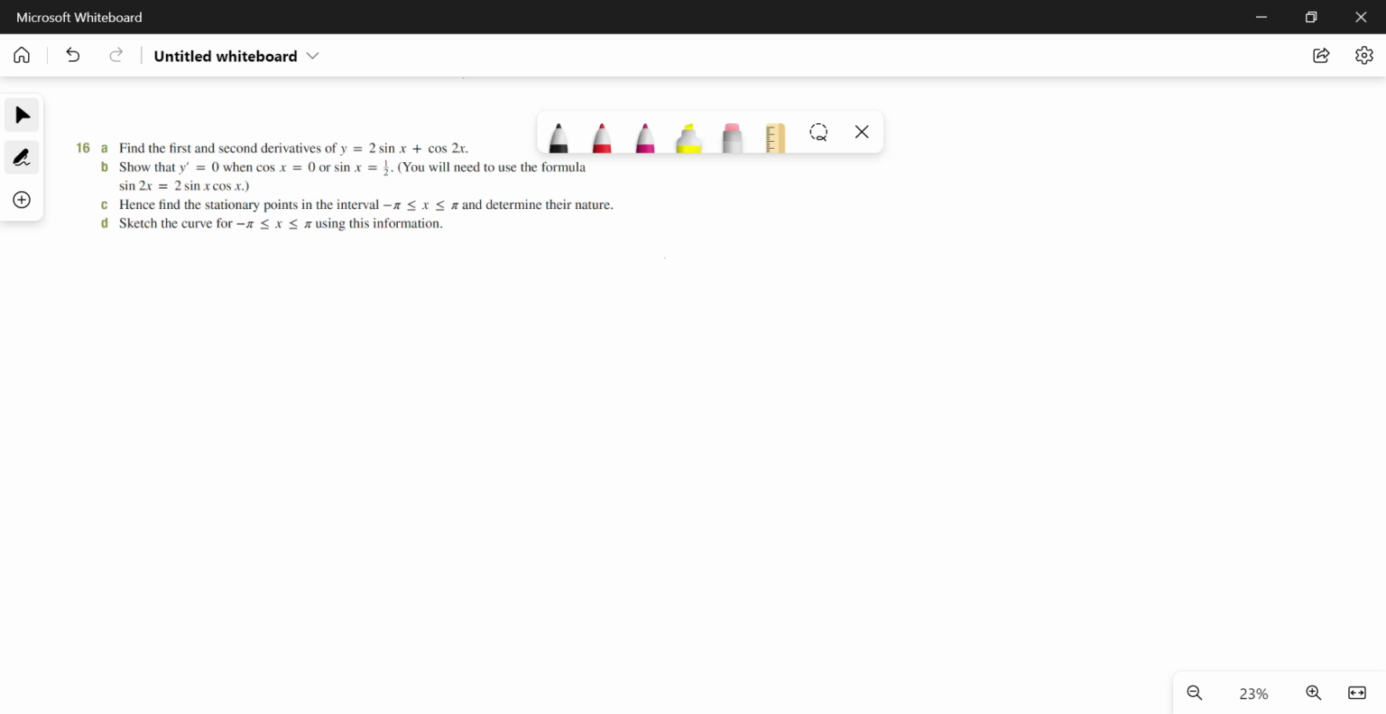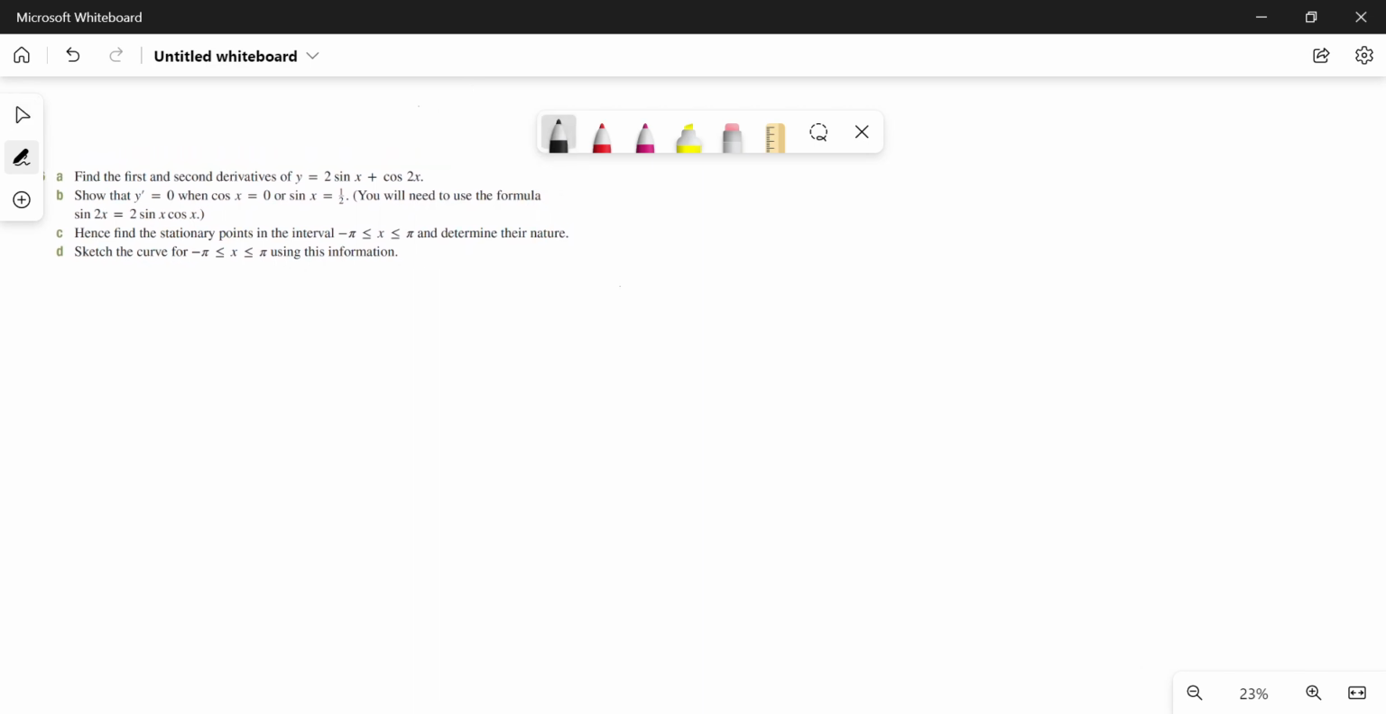Alright, so first it says find the first and second derivatives. So I'll just put it over here. Here we go. So if y equals 2 sine x plus cos 2x, when we're finding y dash, we want to find the derivative of sine x, so that's cos x. And cos goes to negative sine, and we need to times by the 2 as well.